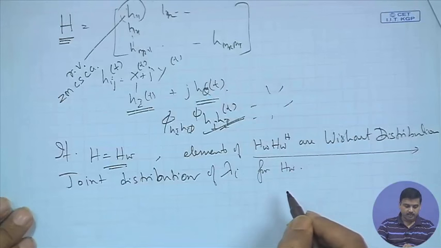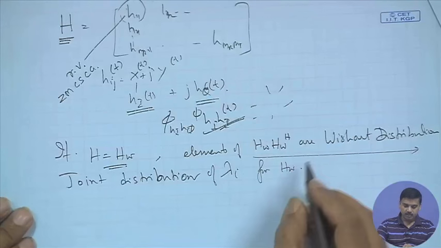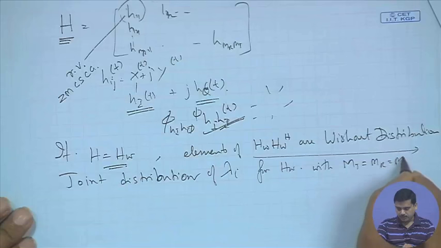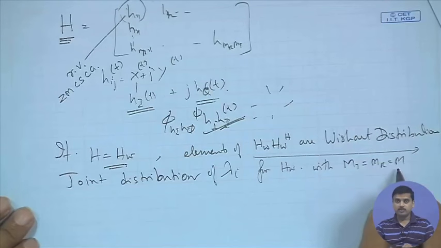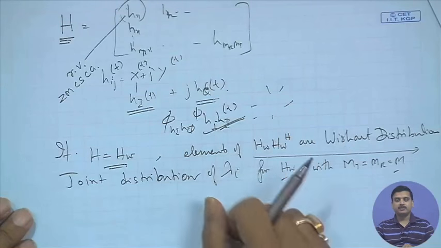That means we are looking at the HW channel with, of course, one assumption that MT is equal to MR is equal to M. That means we are making a square matrix assumption. We will be using a square matrix for multiple reasons. Again, I'm reiterating that we'll be using HW, a square matrix. The reason is we're going to get a direct insight into things.